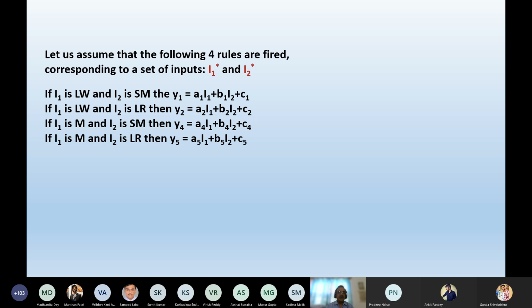Now, as I told, out of these particular 9 rules, at a time a maximum of 4 rules will be fired. Now, supposing that these 4 rules are going to be fired, the fired rules are as follows. If I1 is low and I2 is small, then Y1 equals A1 I1 plus B1 I2 plus C1. And this is the Takagi and Sugeno's approach, and very purposefully, see, I've not used the AND operator, I've used conjunction and. Have you seen that? So this is small a n d, but not capital A N D. Okay. Second fired rule is this. Third fired rule is this. And the fourth fired rule is this.